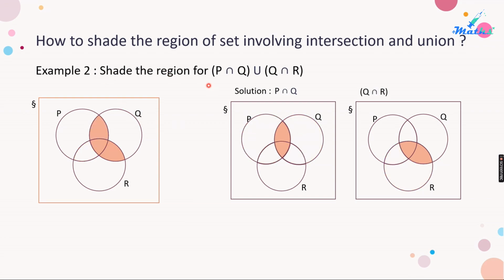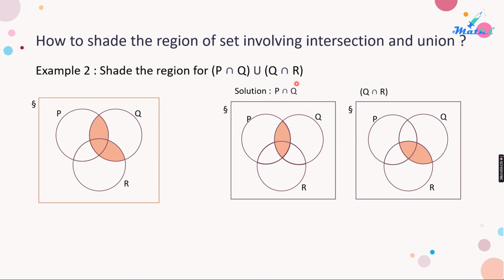Next, check the region of bracket P and Q, union Q and R. So we do the P and Q. P and Q, we just find the place where set P and set Q is same. So here is the intersection. It's the common element for set P and set Q. For set Q and set R, the common element is here. So here is the intersection for Q and R.